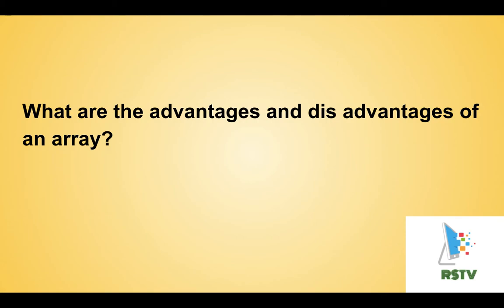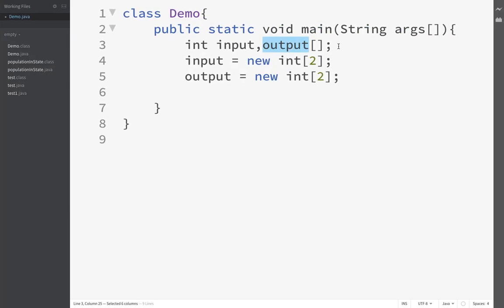So what are the advantages and disadvantages of an array? We already told you in the previous video that we'll discuss the advantages and disadvantages of arrays. So today we are going to discuss this part. First we'll discuss advantages. We can store multiple elements of the same type under a single variable. We declare a single variable and we can assign multiple values based on the size. This is an advantage, right? One variable, multiple values.